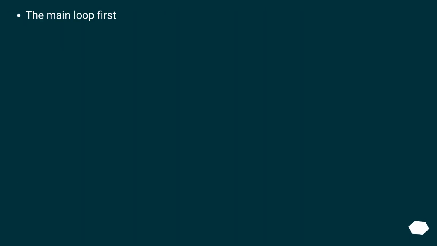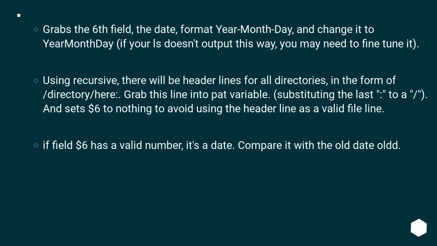The main loop first grabs the sixth field, the date, format year-month-day, and changes it to year month day. If your ls doesn't output this way, you may need to fine-tune it.